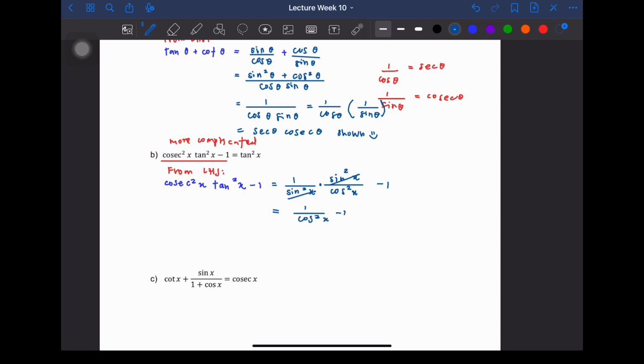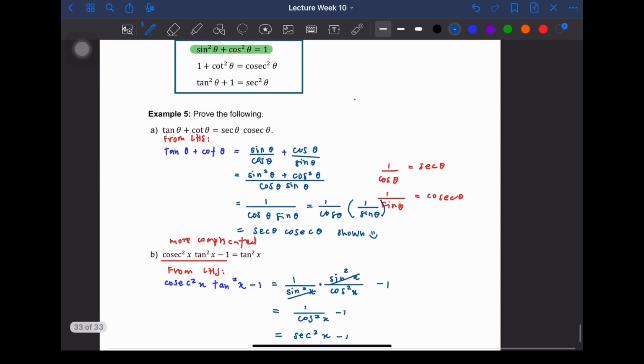Minus with 1. Okay, so we know that 1 over cos square is equal to secant square. So now we have 1 over cos square. So dia jadi secant square. Okay, so we have secant square x minus 1. Okay, and then we can see from here, secant square x, if we bring the 1 to the right hand side, it will become secant square minus 1. So which means equal to tangent square.